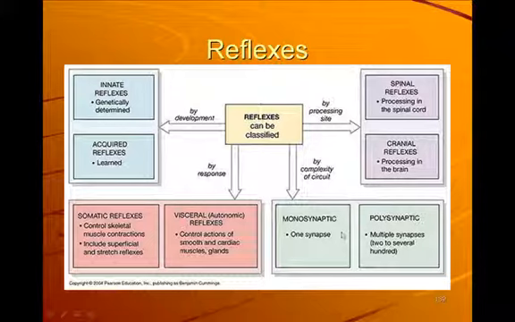When we look at the complexity of the circuitry involved, it can be monosynaptic, so only one synapse. It can be polysynaptic, where multiple synapses are involved. These can be cranial reflexes, processing directly from the brain, or spinal reflexes, processing in the spinal cord.